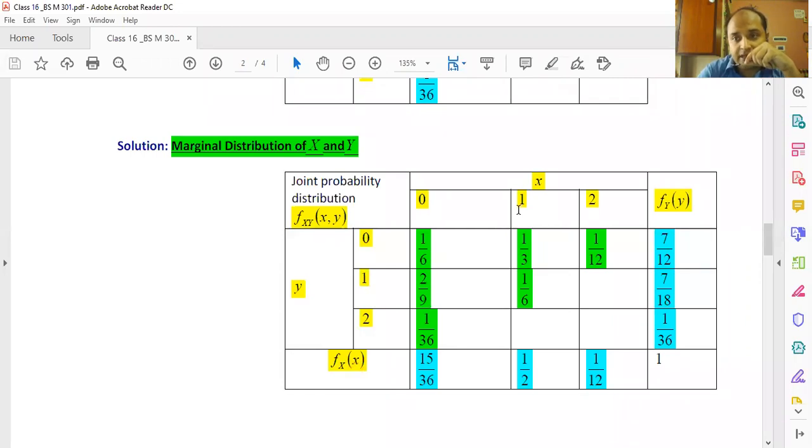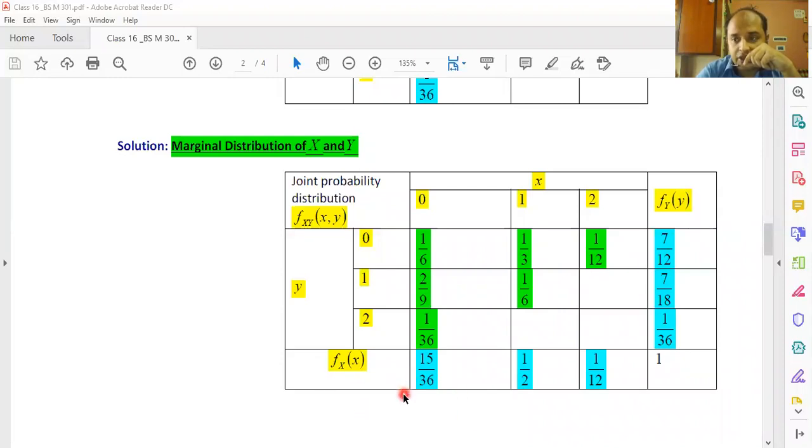So just like my previous problem, you can calculate it by yourself: I am adding the probabilities row wise. First of all, by adding these figures, I am getting 7 by 12. By adding these two items, I am getting 7 by 18. And since only one item is present here, 1 by 36, I'm writing here 1 by 36. All the empty cells correspond to 0 probability.